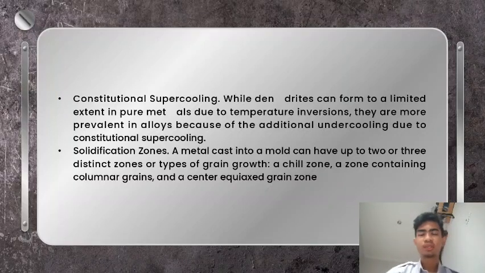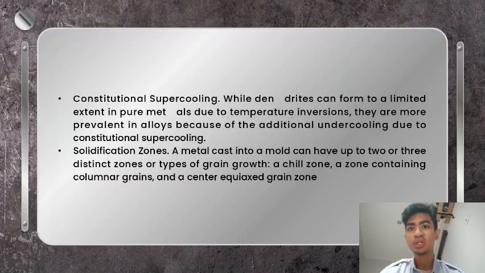Solidification zone. A metal cast into a mold can have up to 2 or 3 distinct zones of types of grain growth: a chill zone, a zone containing columnar grains, and a center equiaxed grain zone. However, it should be noted that all three zones do not always occur.